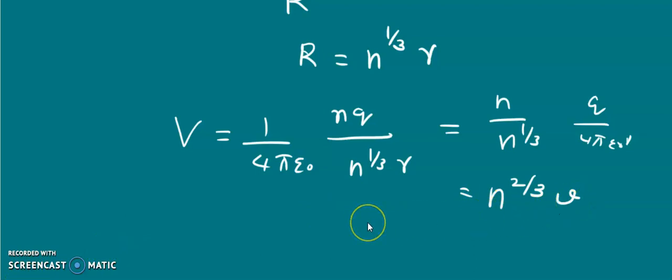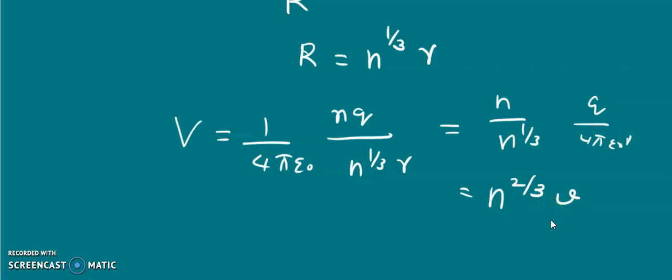In the textbook, the problem is given: 64 small drops each having a potential of 10 volts are combined to form a bigger drop. Find the potential of the bigger drop. In that case, n is 64 and V is 10 volt. Please do the problem. That is an assignment for you.